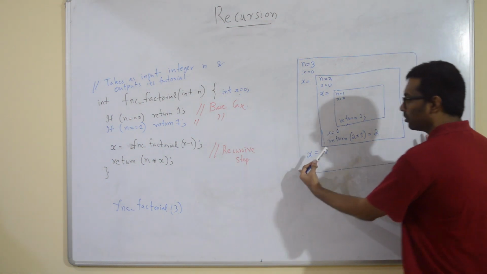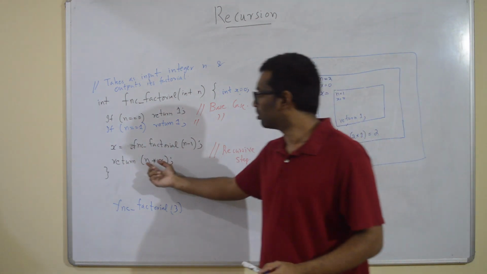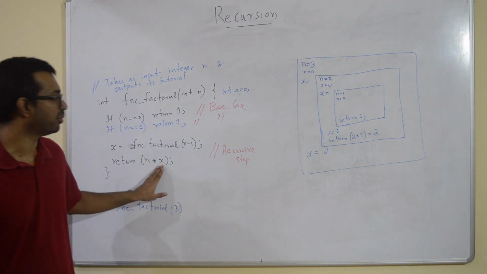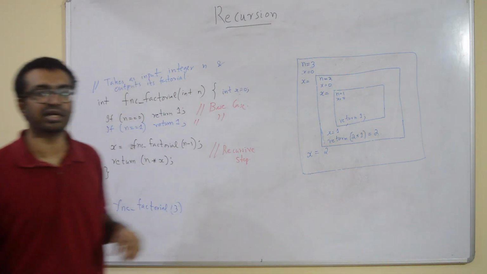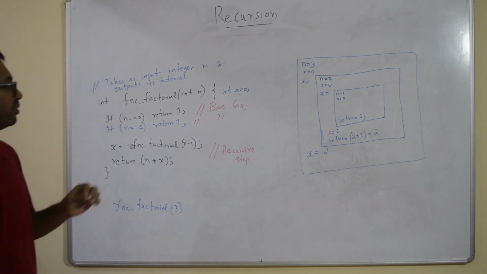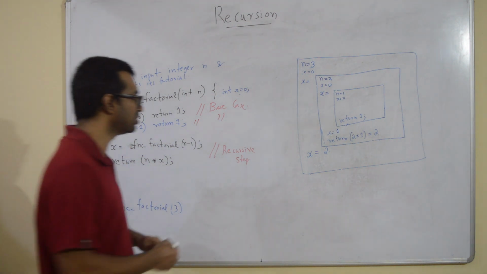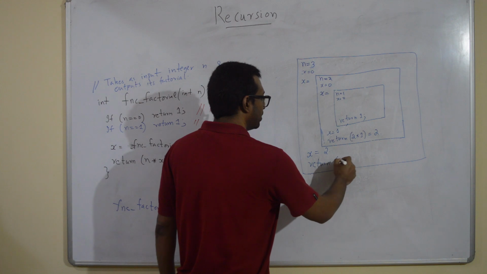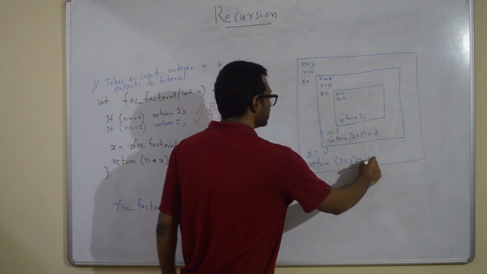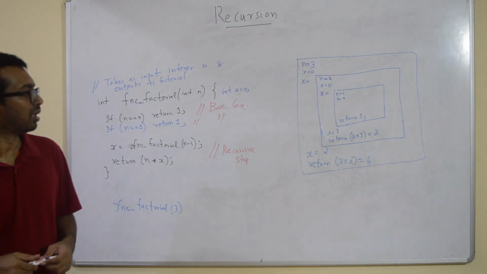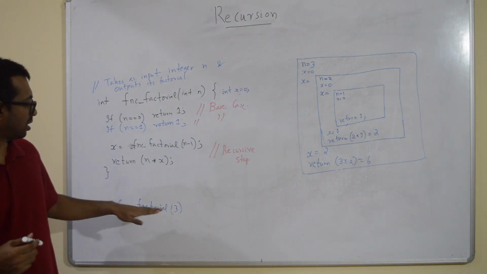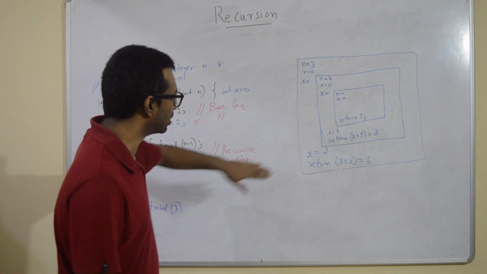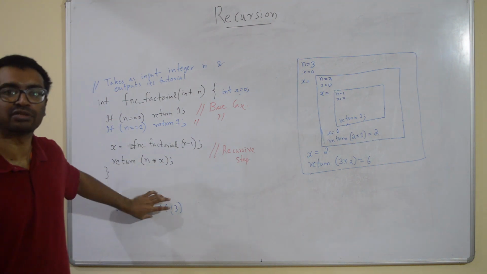Now, what is the return for this huge block? The return for that block is n into x, so you have to see what is the value of n in that block. The value of n is 3, and the value of x in that block is 2. So the return is going to be 3 into 2, which is equal to 6. Now that's correct, right? Because 3 factorial is 6. So when I call this function, the return for this function will be 6.